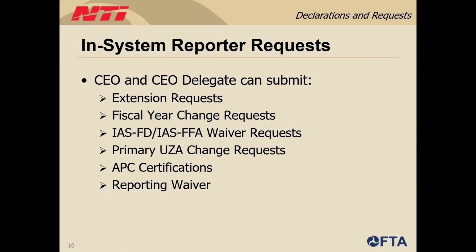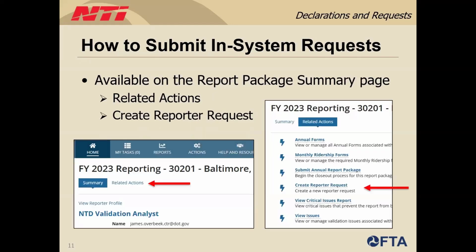If you have an assigned role that allows you to submit these requests, you will do so through the annual report package of the relevant fiscal year. You should select the current report year for most requests unless it pertains to a future year. When you access the annual report package, you will see related actions near the top of the page. The screenshot here shows what that will look like. Click this and you will then have several options. One of them is Create Reporter Request, which is the option we're looking for.